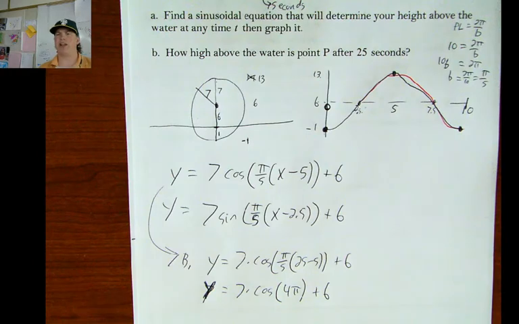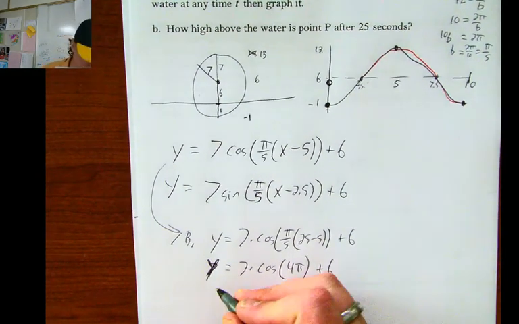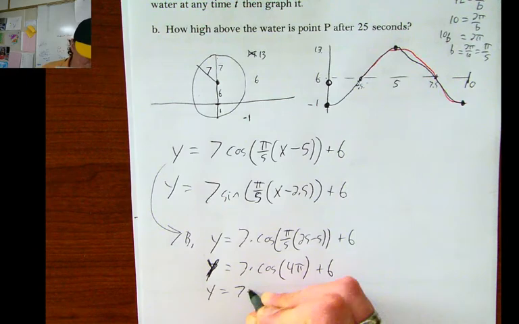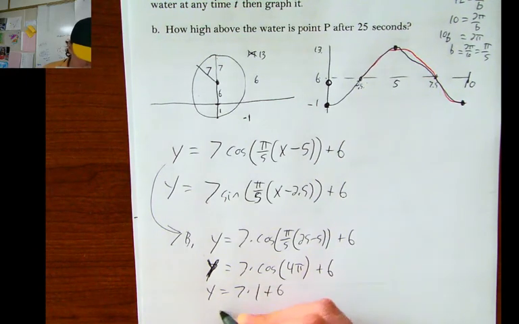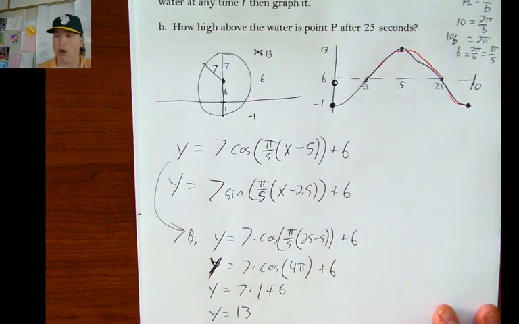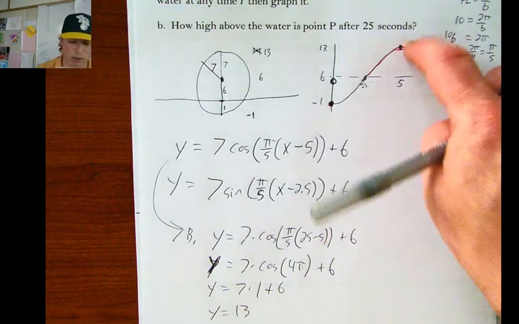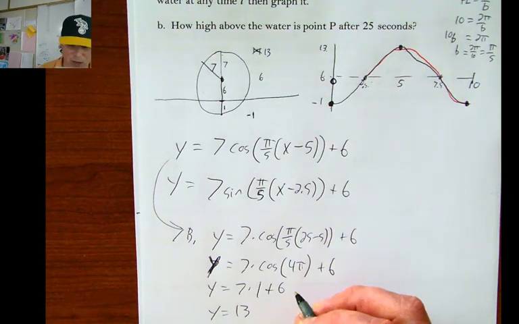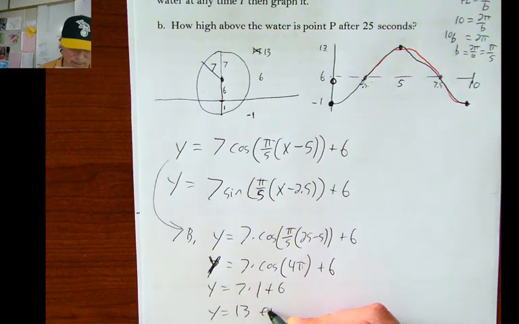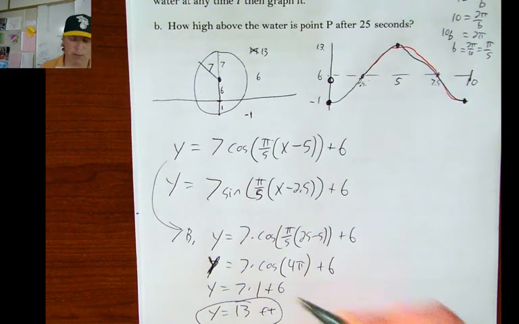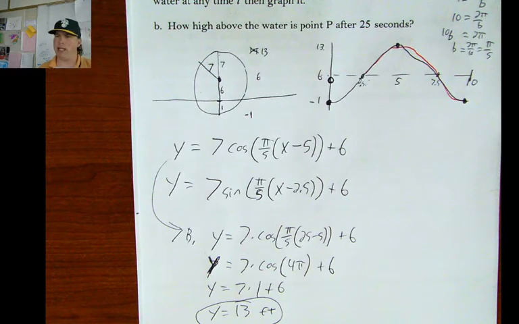All right, cosine 4 pi. That is equal to +1, and you know that because cosine of 0 is 1, cosine of 2 pi is 1, which means cosine of 4 pi is 1. They're all coterminal to each other. So I get 7 times 1 plus 6, which ends up being 13. So you know after 25 seconds, you're actually right at the top, and you're at 13 feet above the water. But you could find any height by plugging in any particular number.